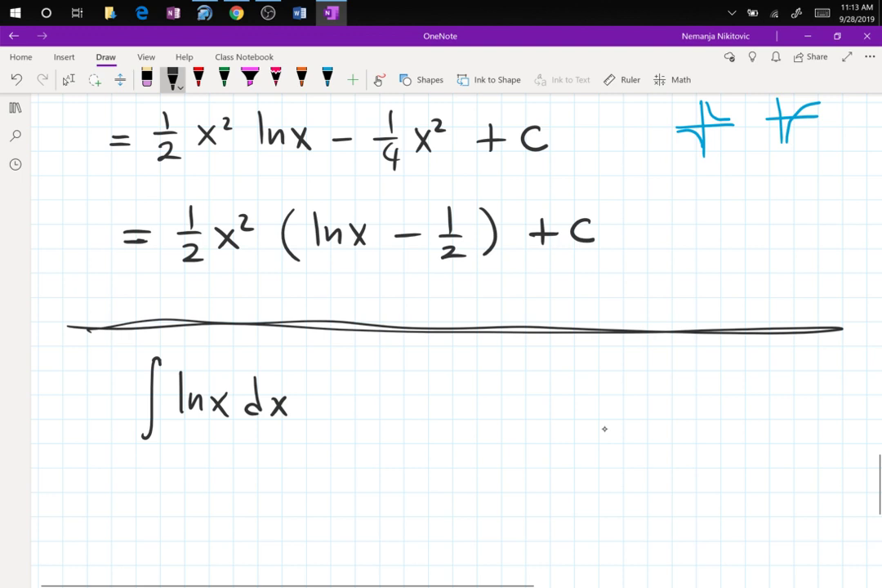Yes? I'm confused on, you factored out 1/2 x squared. Yes. So 1/2 goes, x squared goes, ln stays. 1/2 goes, 1/2 stays, x squared goes. Oh, that's the common factor in both. So now you know the trick for integrating ln, right?